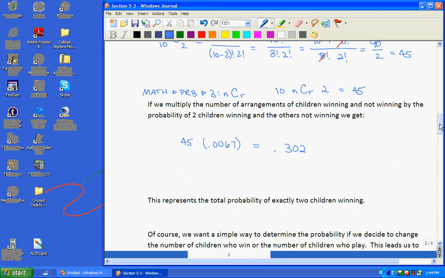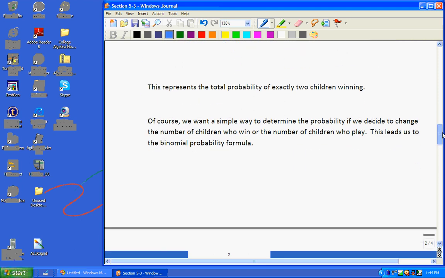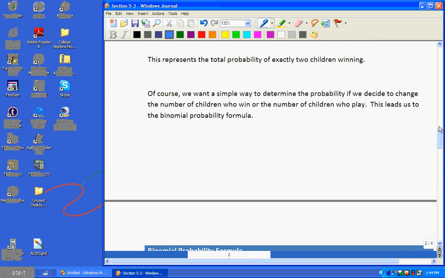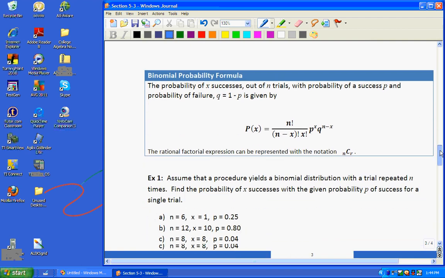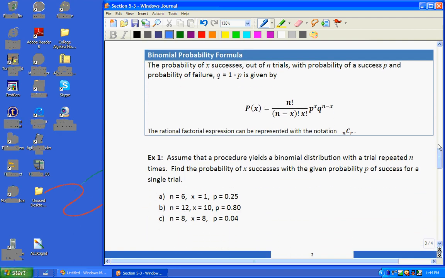Well, of course, this was doable, but we want a simple way to determine the probability if we decide to change the number of children who win, or we might change the number of children who play. So that leads us to the binomial probability formula. Okay, so the probability of X successes, the positive outcomes I want to happen, out of N trials with probability of success P and probability of failure Q, and remember Q is the complement of P, so that's just 1 minus P, is given by this formula.